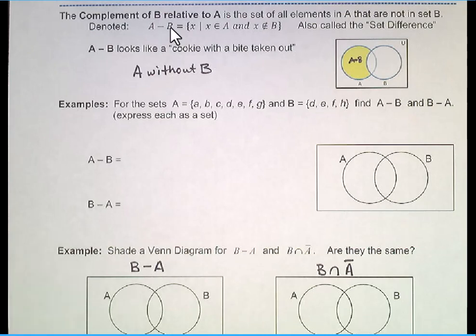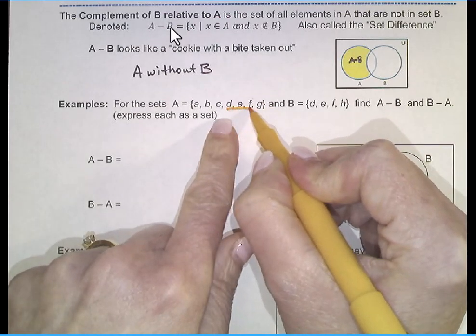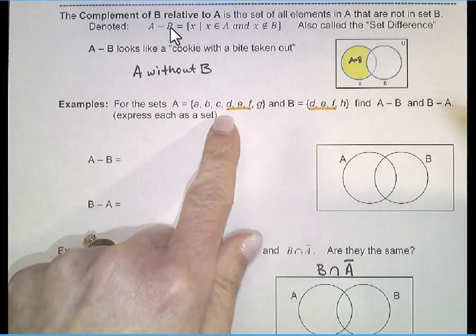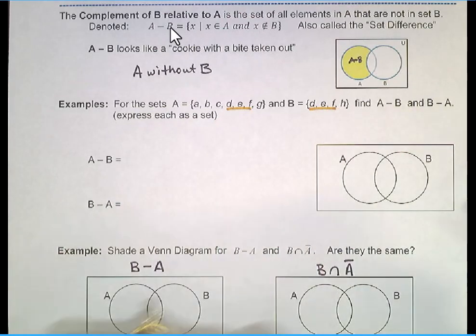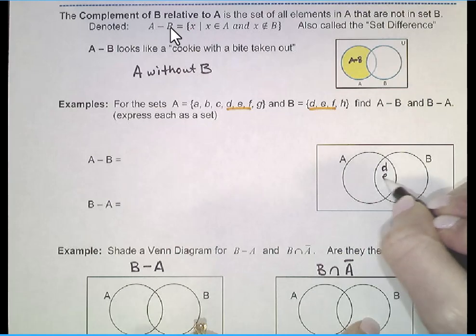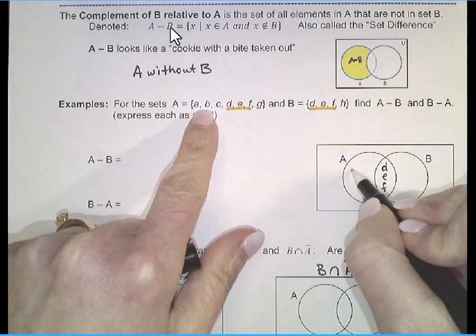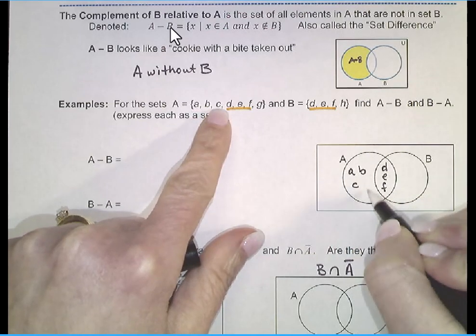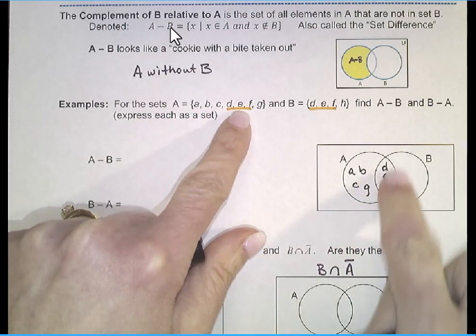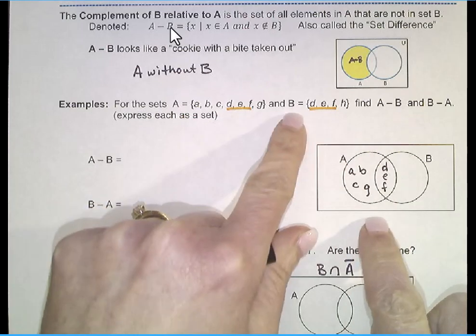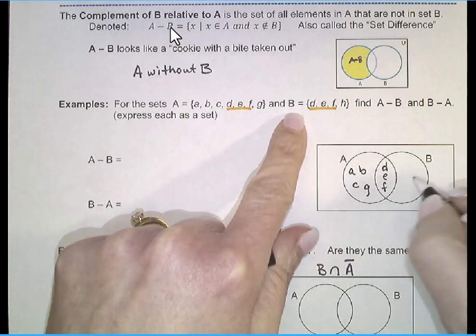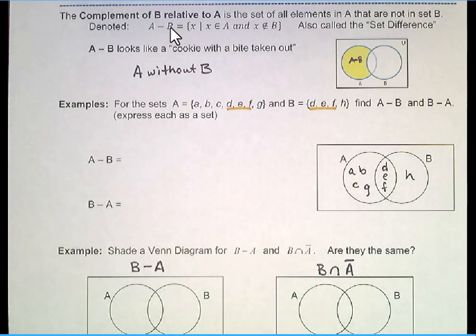So let's just arrange the letters first of all. You always start with your intersection. If there's anything that matches, like D, E, and F in both sets, I would put those in the intersection. So D, E, and F. And then A also contains A, B, C, and G. Now I've got all of A listed. And then B has D, E, F, and it also has H. So now I've got everything listed on my Venn diagram.